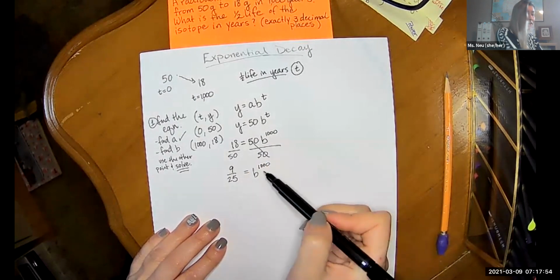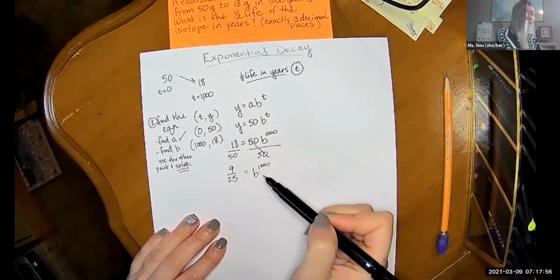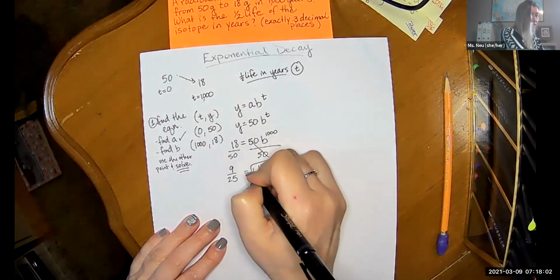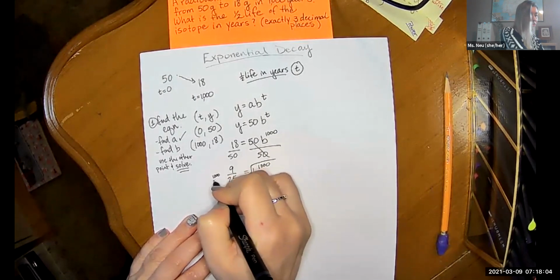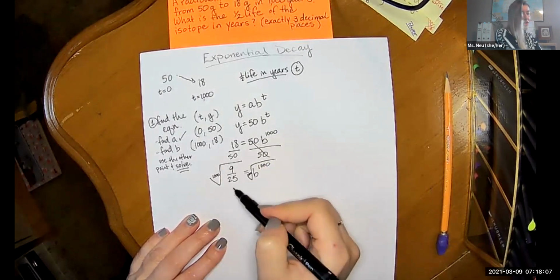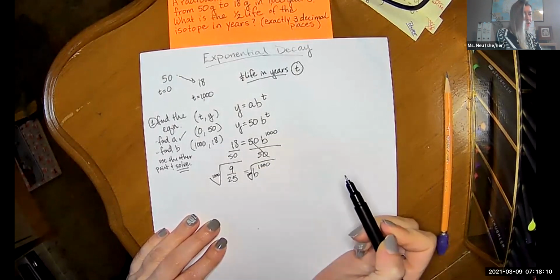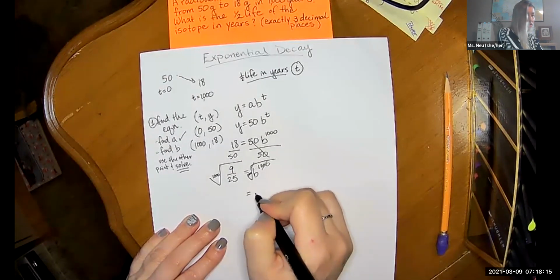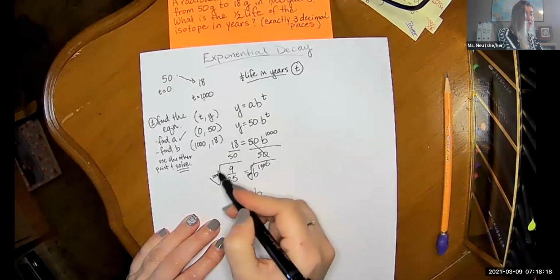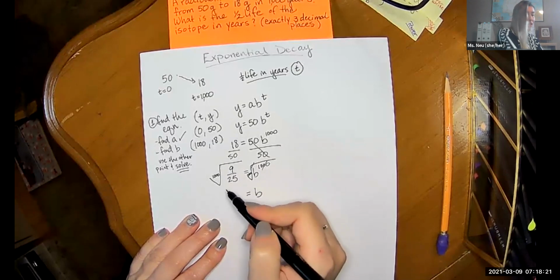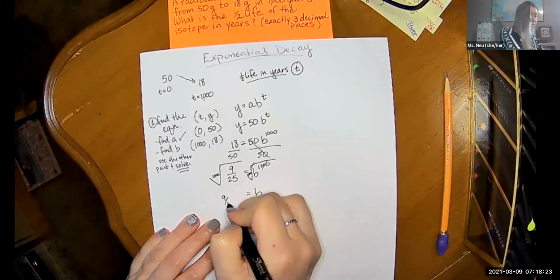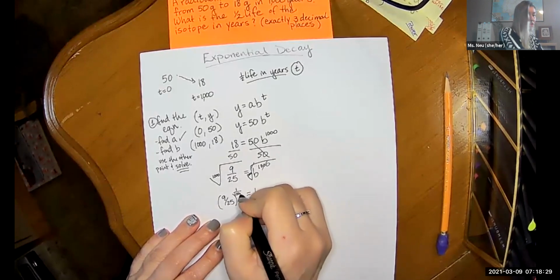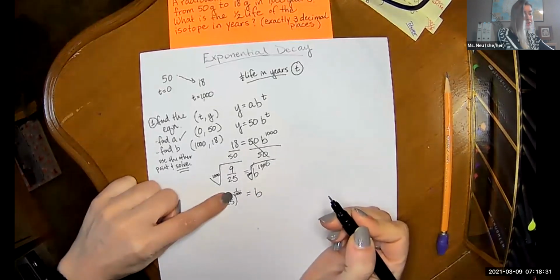Okay, now I just have to get rid of this power. How do I undo a power? I undo it with a root, and whatever the power is, that's the root I'm going to take. So this is the 1,000th root of 9/25, or the 1,000th root of b to the 1,000. Who knows what this is? I don't care. They undo each other, and I just get back b. This is just a calculator question. So how do I type this into the calculator? I'm going to do 9/25 to the power of 1/1000th, because remember, the root is just a fractional power.